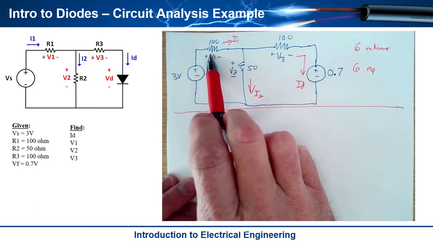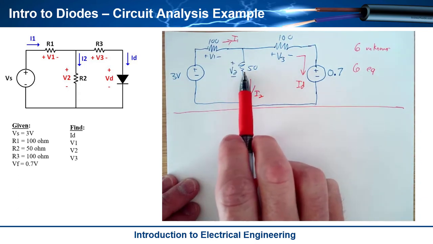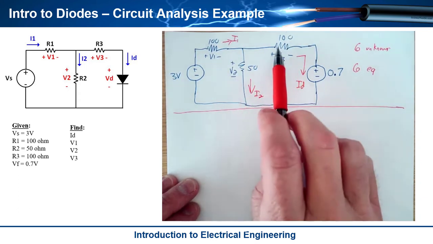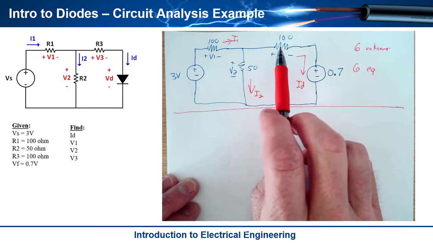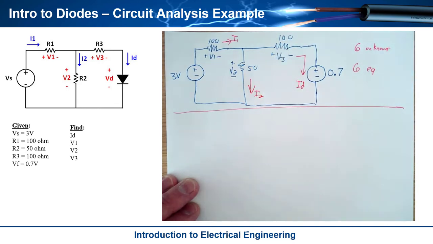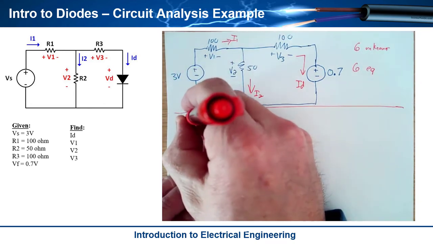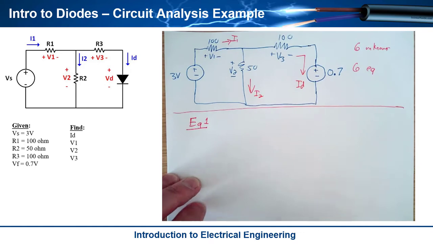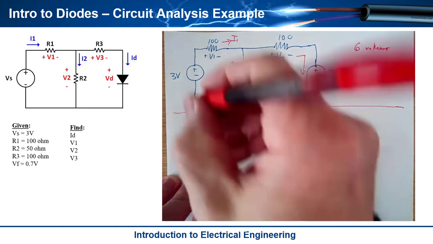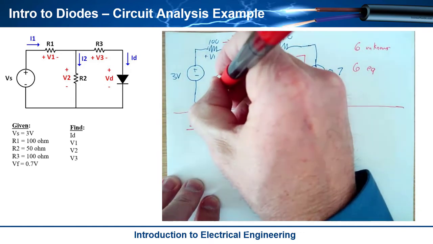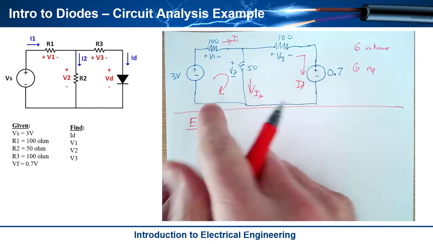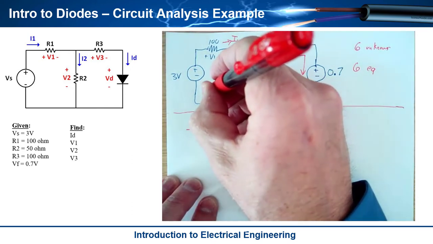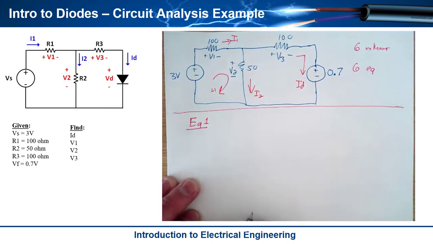You're going to get V1 is equal to I1 R1. That's an equation. V2 is equal to I2 times R2. That's an equation. V3 is equal to ID times 100. That is an equation. So you get 3 of these right away. But let's write the first equation as the following. Let's do KVL around loop 1. So this is going to be loop 1. So this is equation 1.